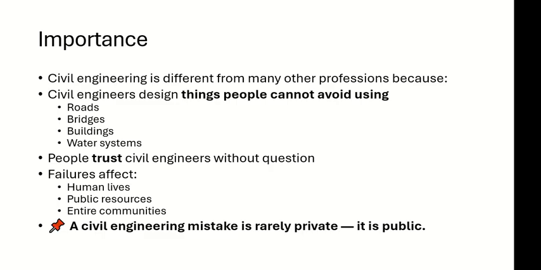Okay, so you have created a structure that is creating noise pollution. You are not doing the water treatment properly, and that water is getting disposed of in the sea. So you are polluting the entire sea. So this is danger to the entire community. Okay, so a civil engineering mistake is not a private mistake. It's not a personal mistake. It becomes a public issue.